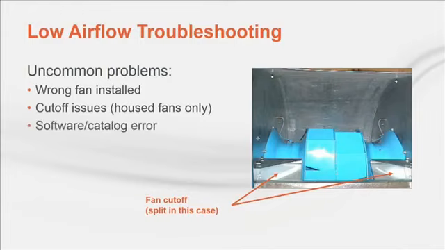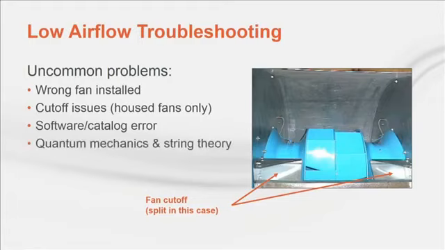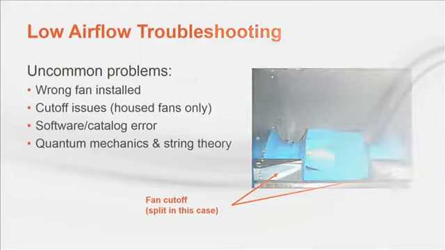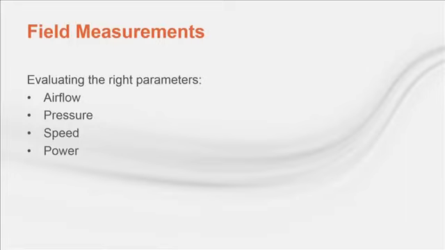Although unlikely, another possibility is a software or catalog error. The nice thing about fans is that they are very predictable and follow the fan affinity laws. Although it's theoretically possible that there's some underlying physics that could be the culprit for a low airflow problem, it's highly unlikely. Any investigation should start with measurement of the 4 basic fan parameters: airflow, pressure, speed, and power, the latter indirectly by measuring volts and amps.